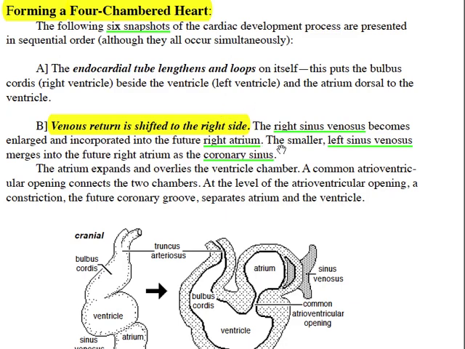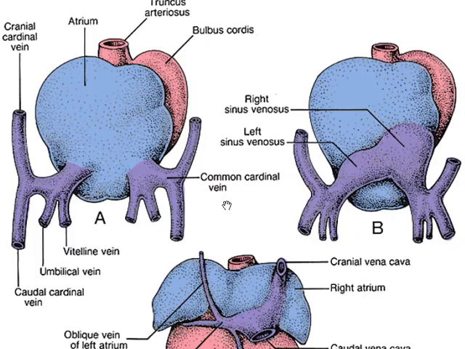Meanwhile, the smaller left sinus venosus merges with the right one and becomes the coronary sinus, which empties into the right atrium. This image shows 3 stages of development. They're all drawn to the same size, even though as the embryo matures, this is much larger than this early stage. We can see that the atrium is colored blue, and bilaterally the sinus venosus is colored purple.